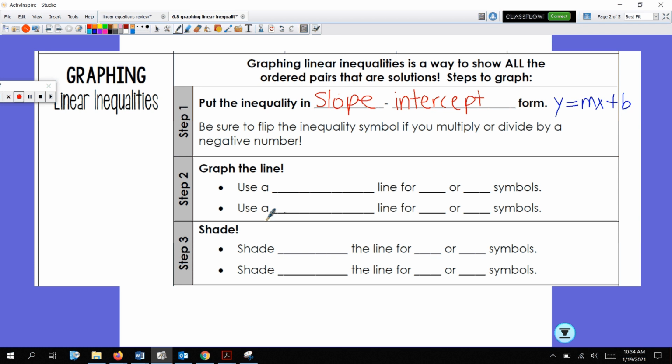So another thing you want to make sure you remember is if you multiply or divide by a negative number, you must flip the inequality symbol. So maybe you want to write that down so you have that as a reference. Okay? So once you've done that in step 1, we're ready to go to step 2, and we're ready to graph the line. We will use a dashed line.